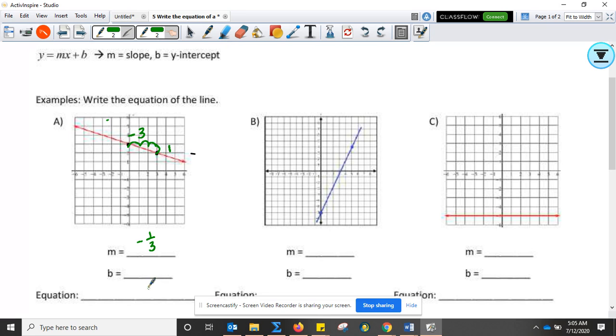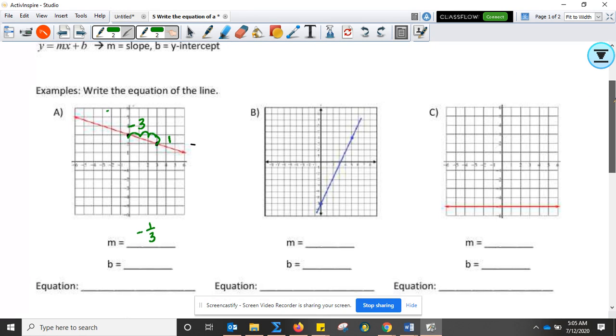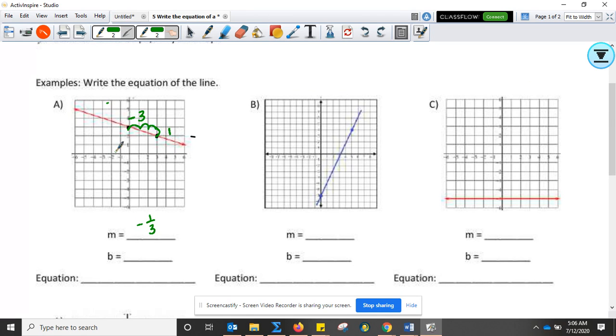B, that's where it crosses the y-axis. And it crosses the y-axis at the ordered pair 0, 1, 2, 3. So it crosses at 3. So now just write it into your equation. Y equals -1/3 x plus 3.